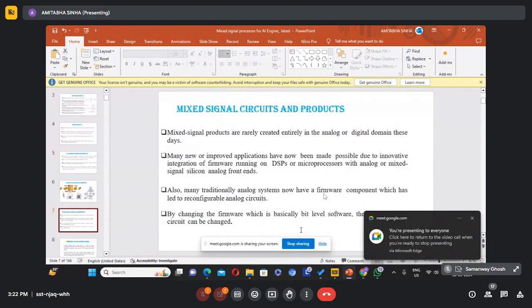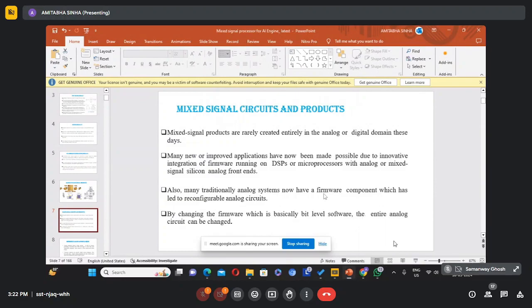Now, by changing the firmware, which is basically the bit level software. So firmware is nothing but the bit level software. Can't you say that? Which is very close to the machine code. The entire analog circuitry can be changed. So for an example, an analog circuit, let's say FPGA, the counterpart in analog circuit is FPAA. FPAA stands for what? Field Programmable Analog Array.